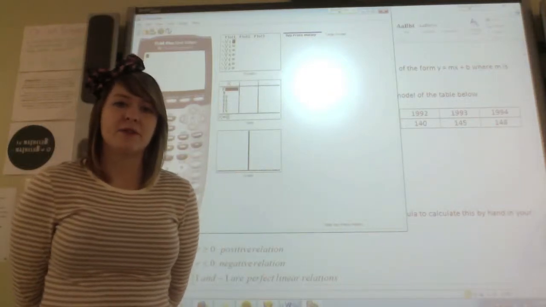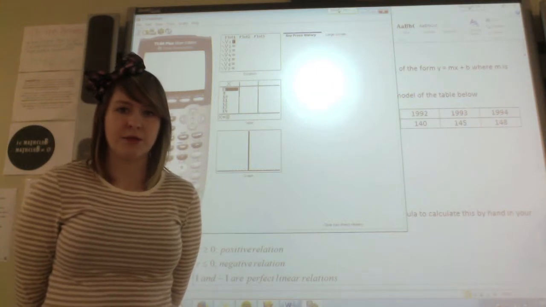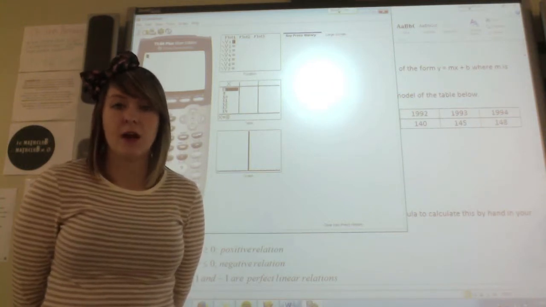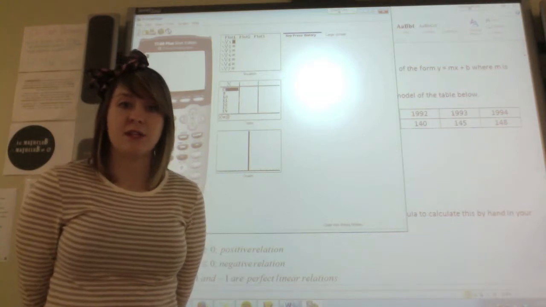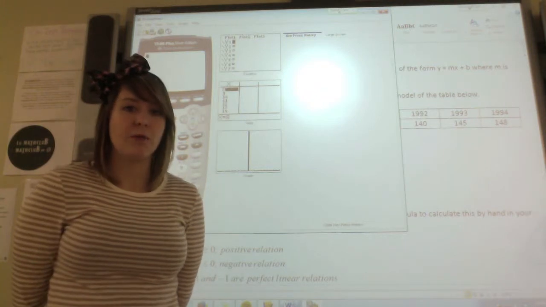Hey guys, today we're doing Chapter 2, Section 2, which is on linear models and correlation. For this section you need to make sure that you have a graphing calculator. I prefer to use a TI-83 or a TI-84 because we're going to be using our calculators to come up with linear models.